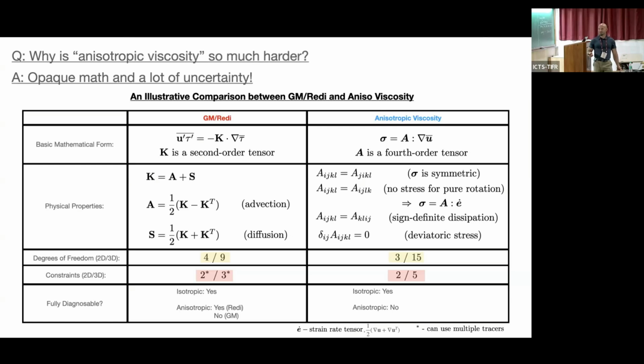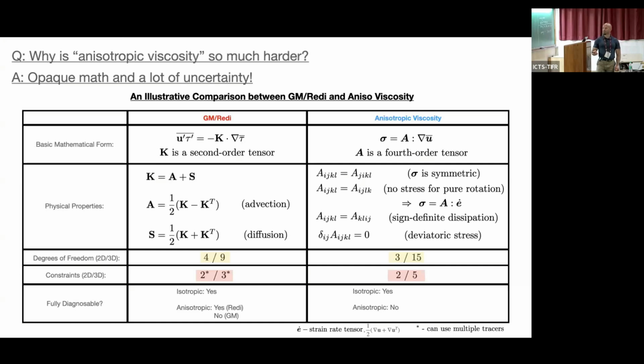We have to use Einstein notation pretty much exclusively because there are so many indices floating around. We have some sensible but sort of obscure rules about how this should go. Because this stress tensor is symmetric, we get this symmetry here. We believe that there should be no stress for pure rotation. So if there's no shearing, then nothing should happen. So that gives this set of symmetries. We want the ability to force the tensor to give us sign-definite dissipation. So if we tell it you have to dissipate energy, then that forces this constraint on us.